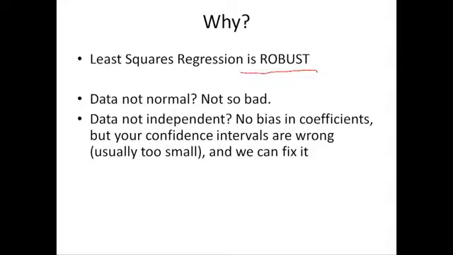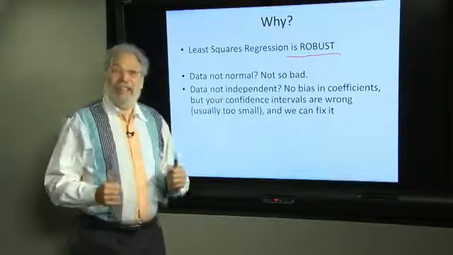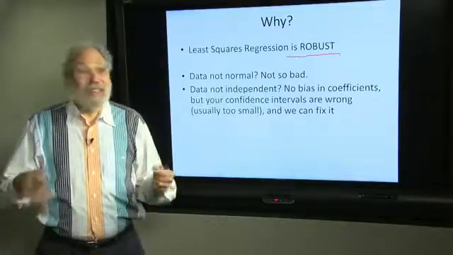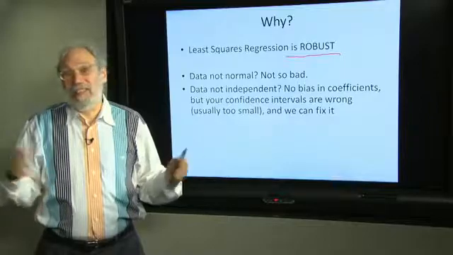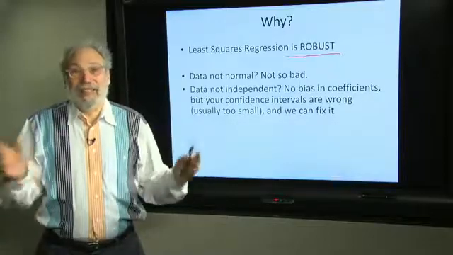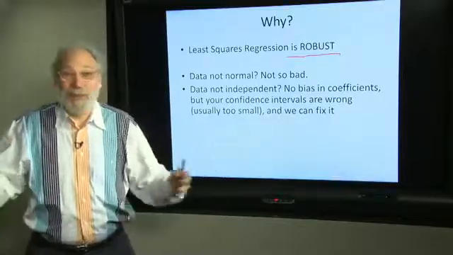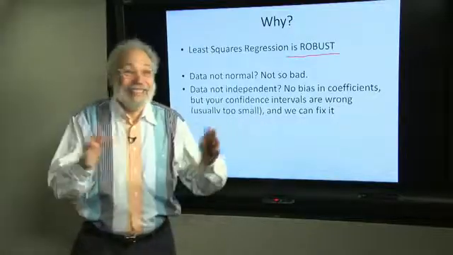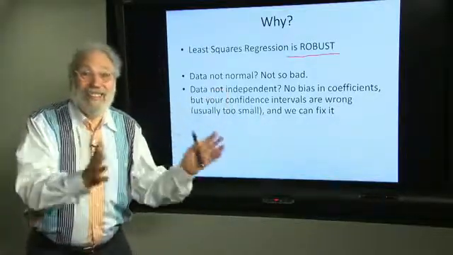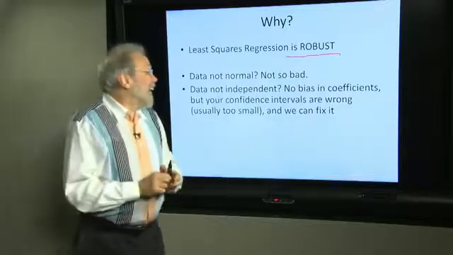Now, what about the data not being independent? Again, that doesn't bias your estimated slope, but it does bias the confidence interval. Usually you get ones that are too small. A, we're going to learn how to fix that. B, if you can't fix it, you can always say, I'm going to make sure that the p-value is less than 0.02 instead of 0.05 and forget about it, right? Because it's an unbiased estimate, right?